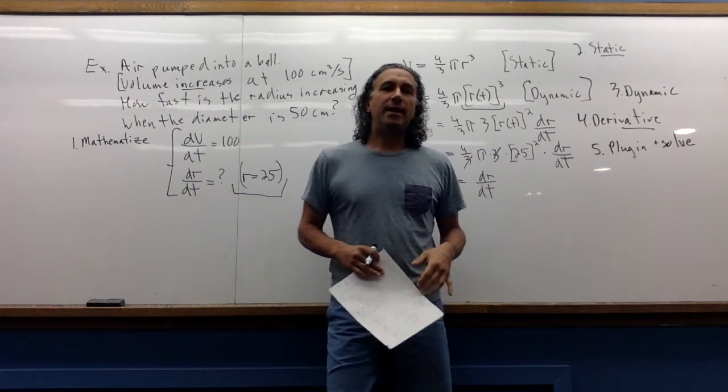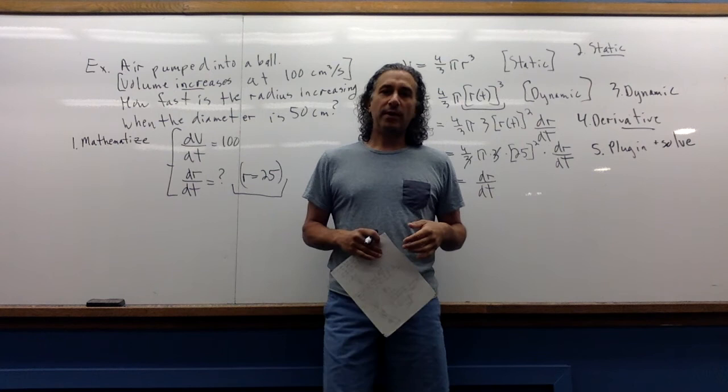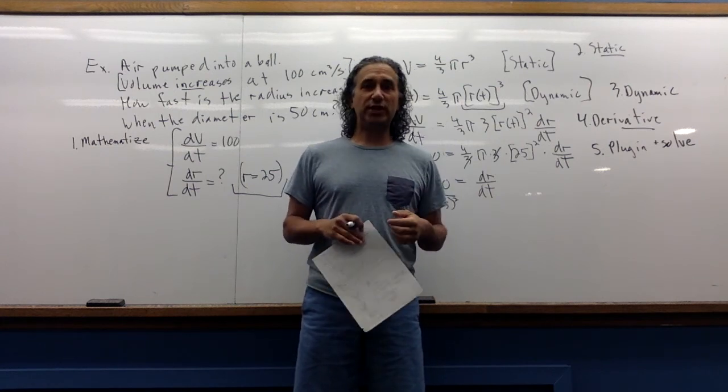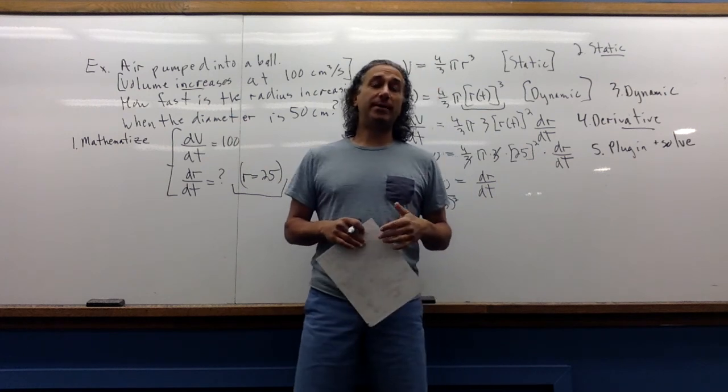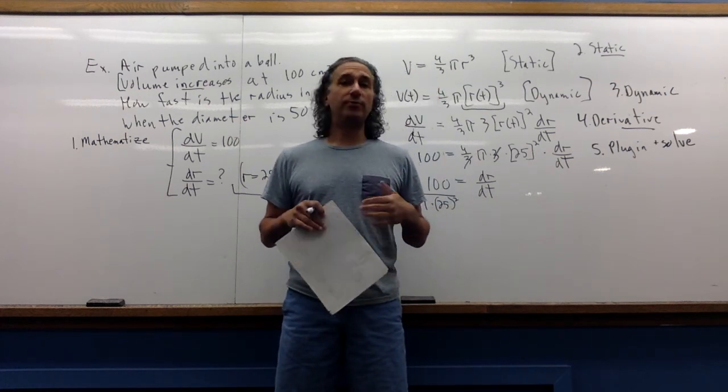So this was an example of a related rates problem where you have two quantities which are changing and they're related somehow. And this is the method by which you will be able to solve these problems, again, through lots of practice.